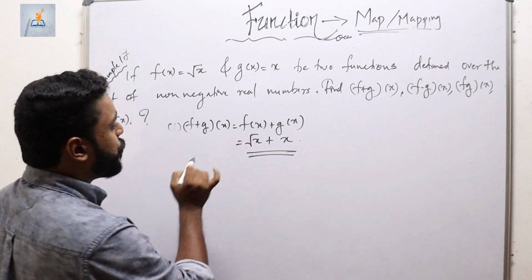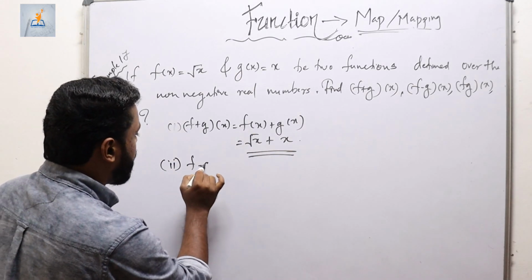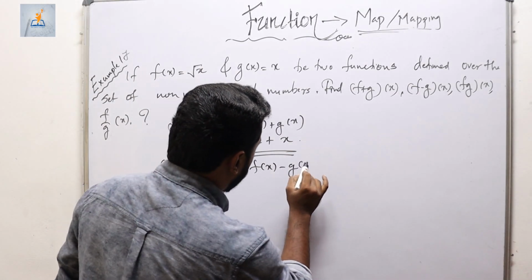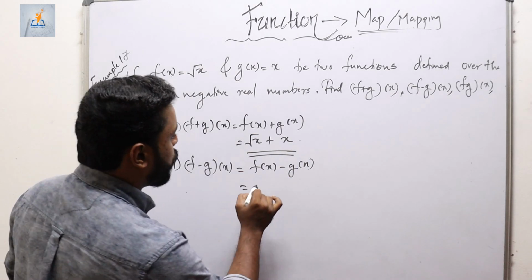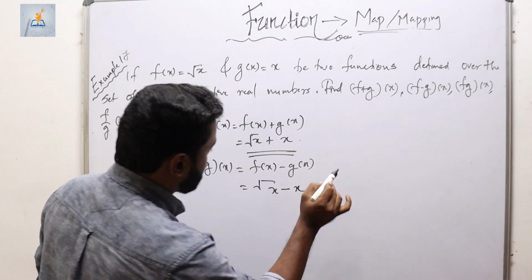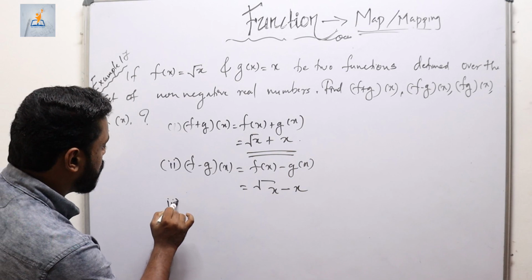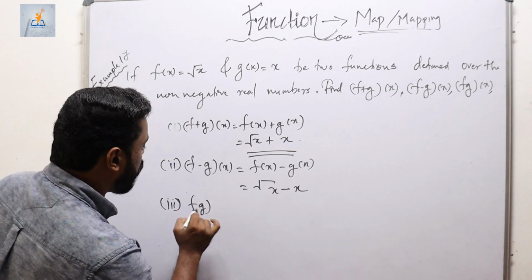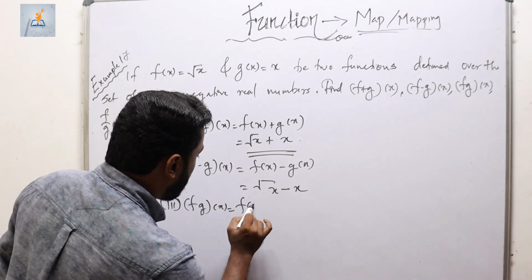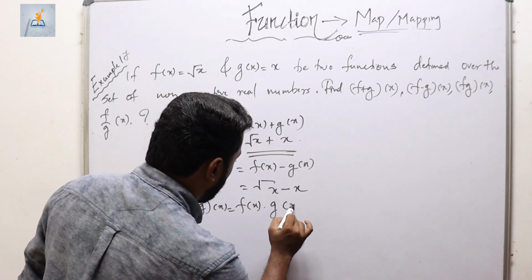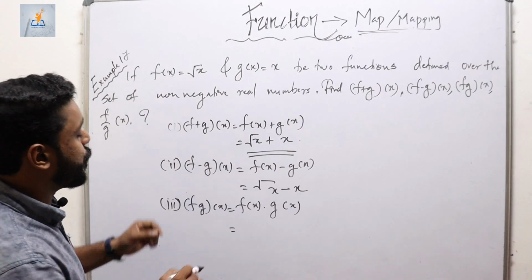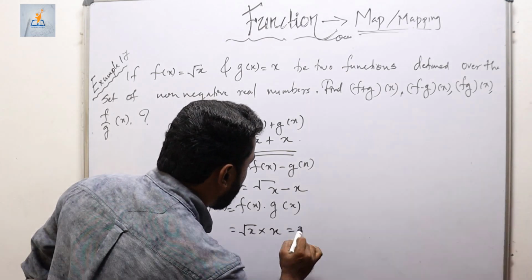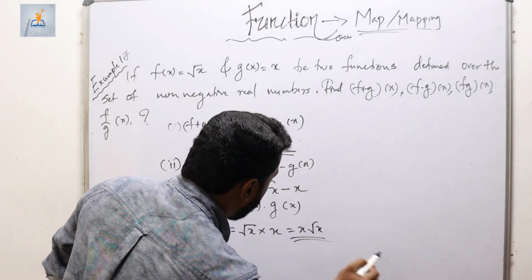Now the second one is f minus g of x. Very simple, like this. F of x minus g of x. Now what is f of x minus g of x? Root x minus x. Coming on to the third one, f into g of x. It is equal to f of x dot g of x. What is f of x? It is root x, into g of x is equal to x. So x root x will be the answer.